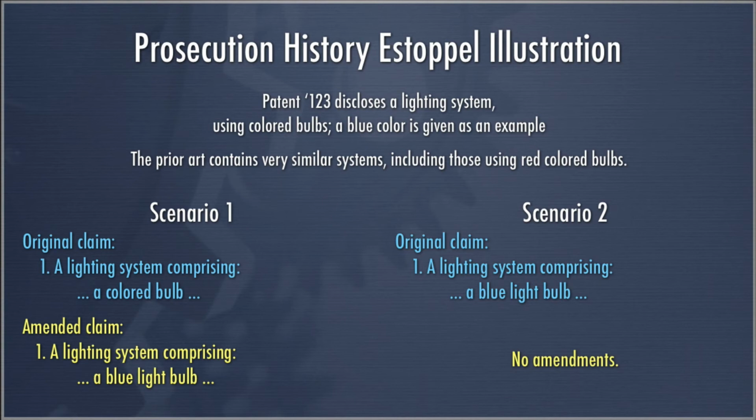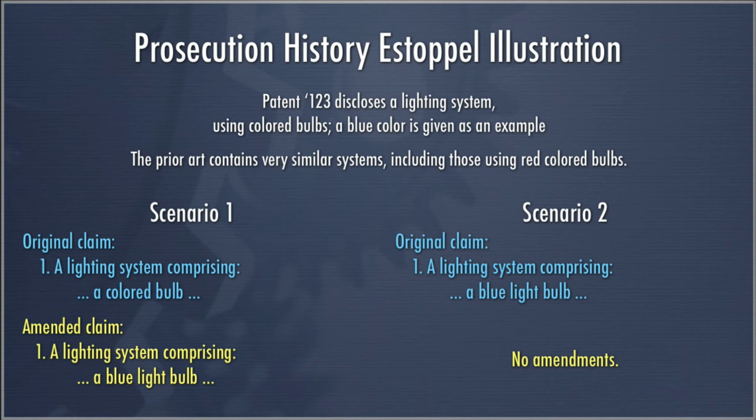The prior art contains a lot of very similar systems, so it's a crowded art field, including those using red colored bulbs. And let's say, for example, that the red bulbs, among others, were presented to the examiner, and there was a discussion during patent prosecution about the claim scope. So in scenario 1, the original claim that was filed was a lighting system comprising a colored bulb. There were other elements too, but let's just focus on one element here. So it included a colored bulb.